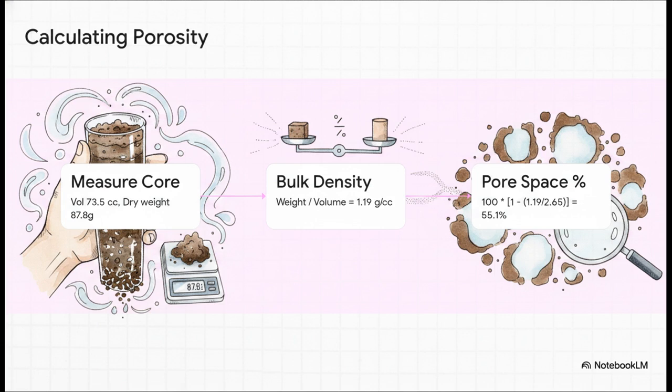We take 100 multiplied by 1 minus our bulk density divided by our particle density. So 100 times 1 minus 1.19 over 2.65. This gives us exactly 55.10% pore space. Just think about that. Over half of this particular soil volume is entirely empty space.